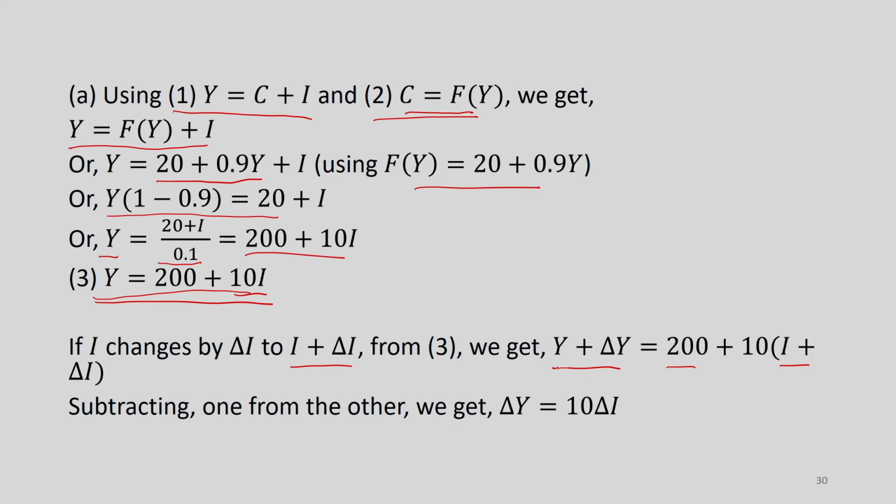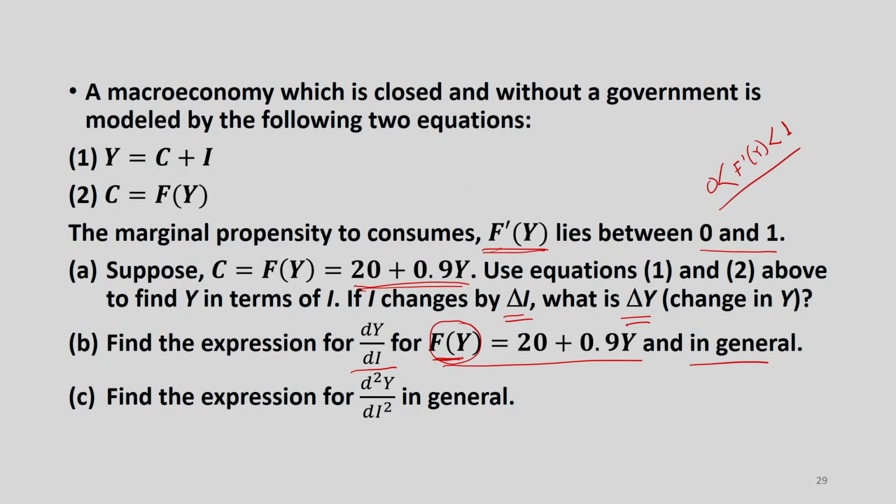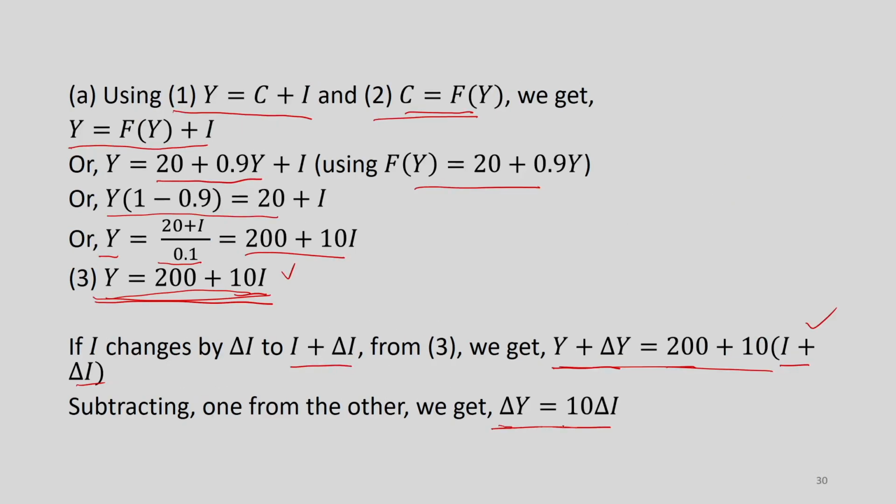And we take this equation and we take this equation, we subtract this one from this one, then if we do so, then we shall get del y is equal to 10 multiplied by del I. I think that was the second part. The second part was, if I changes by del I, what is del y, right? Then del y is equal to 10 multiplied by del I.